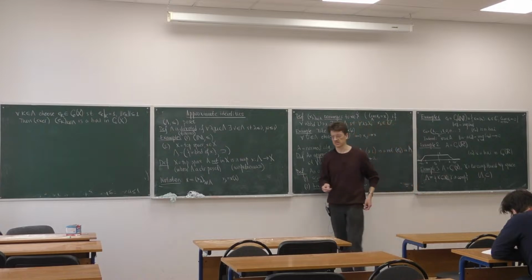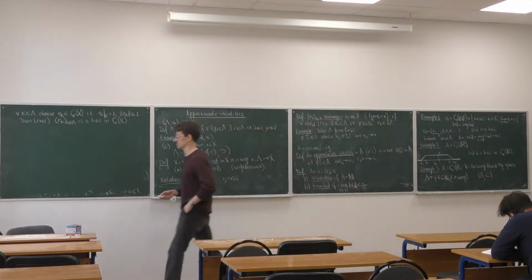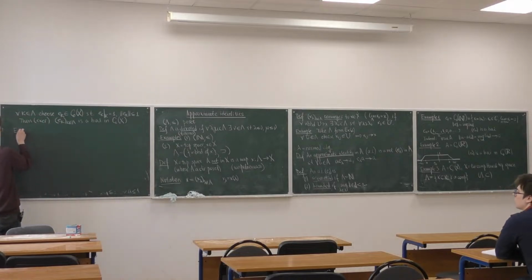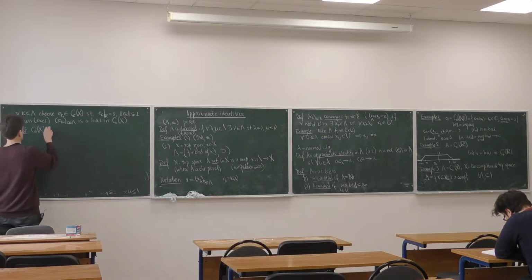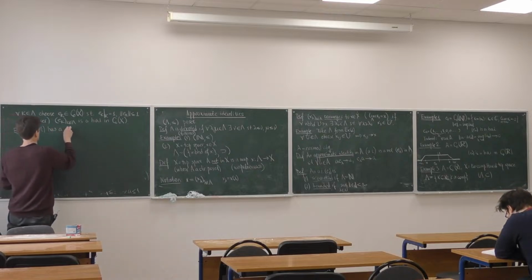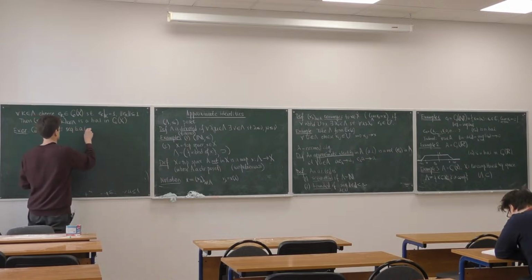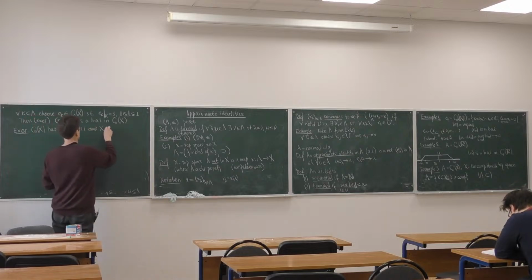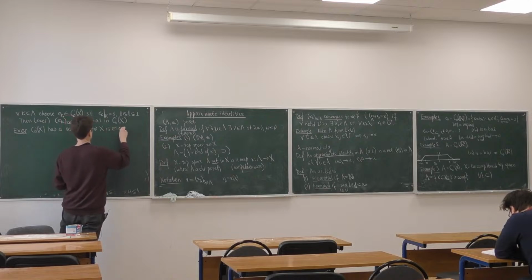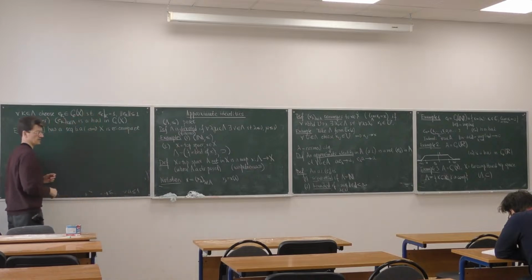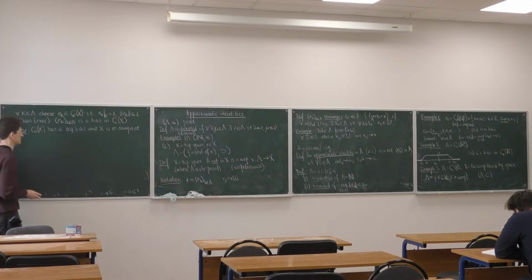So it's natural to ask about the existence of a sequential approximate identity in C0 of X. And here is an answer. C0 of X has a sequential bounded approximate identity if and only if X is sigma compact. That is, it can be obtained as a union of countably many compact subsets.